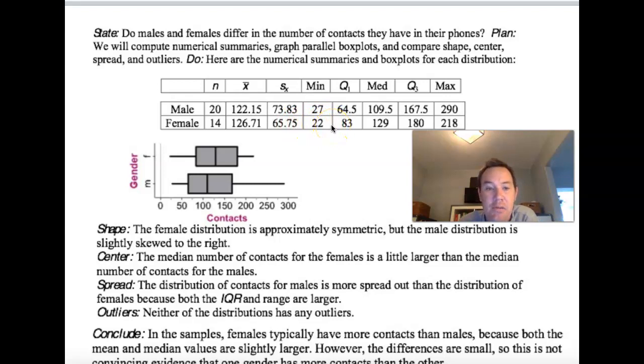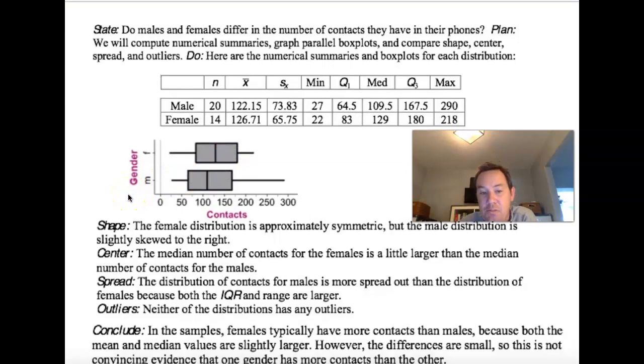And then do would be, okay, here are the calculations that we made in our calculator. We're listing them out in a table. And here are our parallel box plots. We're listing them in a graph. And now you need to talk about shape, center, spread, outliers. So that's the SOCS acronym for both, and compare. And so they said the female distribution is approximately symmetric, but the male distribution is slightly skewed to the right. Center, the median number of contacts for females is a little larger than the median number of contacts for males. Good idea to use medians for comparison because we have some skew here, and the medians, remember, are resistant.